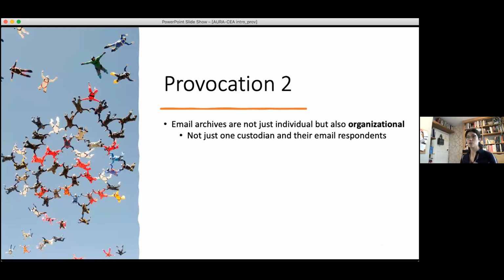Our second provocation then is that a lot of email archives are not just individual, but also organizational. And obviously Jessica already presented on also an organizational archive. They're probably a little bit rarer. A lot of the resources on EPAD are very much individual archives.